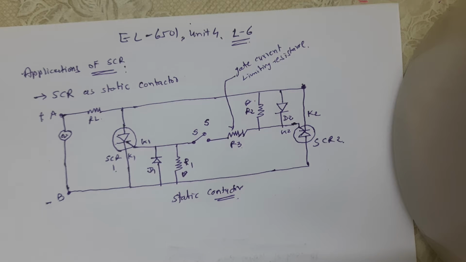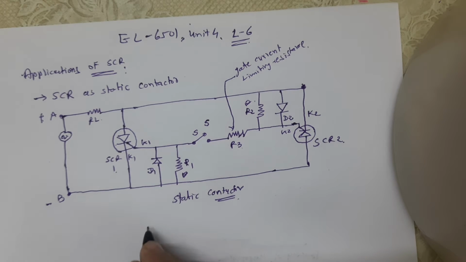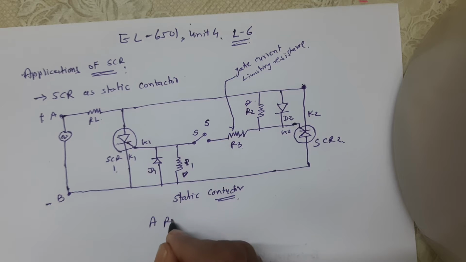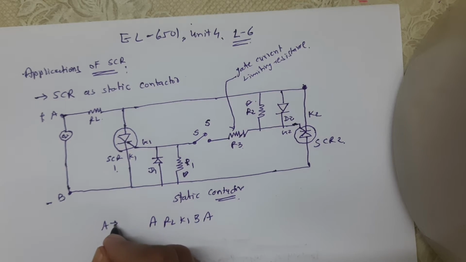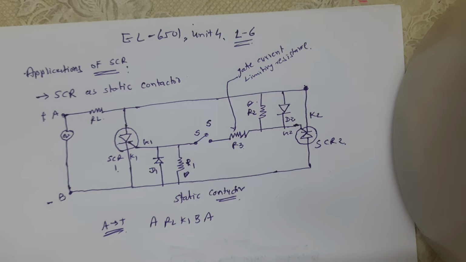Then the diode D2 sends gate current through SCR1. Therefore, SCR1 is turned on while SCR2 remains off. As a result, its anode is negative with respect to cathode. The current conduction by SCR1 follows the path A, RL, K1, B, when the A terminal is positive.